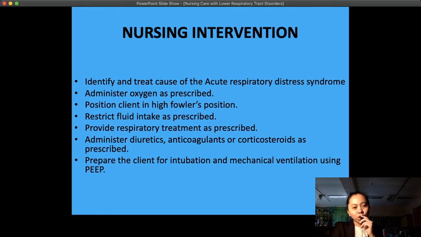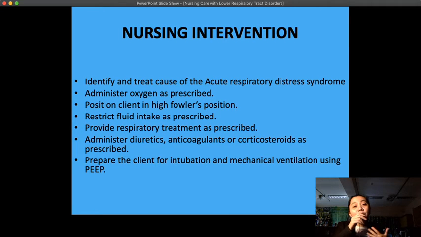All right, so nursing interventions: identify and treat the cause of the acute respiratory distress syndrome, administer oxygen as prescribed, position client in high Fowler's position, restrict fluid intake as prescribed, provide respiratory treatment as prescribed, administer diuretics, anticoagulants, or corticosteroids as prescribed, and prepare the client for intubation and mechanical ventilation using PEP.